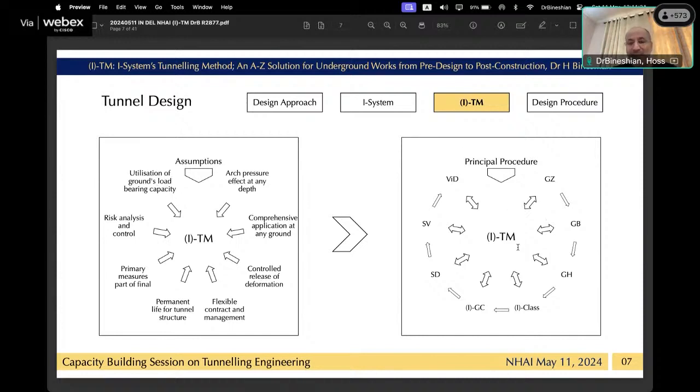And the principle is that ITM is in direct contact with the ground zoning, GZ, with identification of ground behavior, GB, with associated ground hazard, GH, with the classification of ground, I-class, with the characterization of ground, IGC, with dimensioning of the structure, SD, with verification of the structure, SV, and a very important thing, VID, vibration-induced damage that we induce to the structure during the excavation, which is deteriorating the ground. ITM is controlling it.